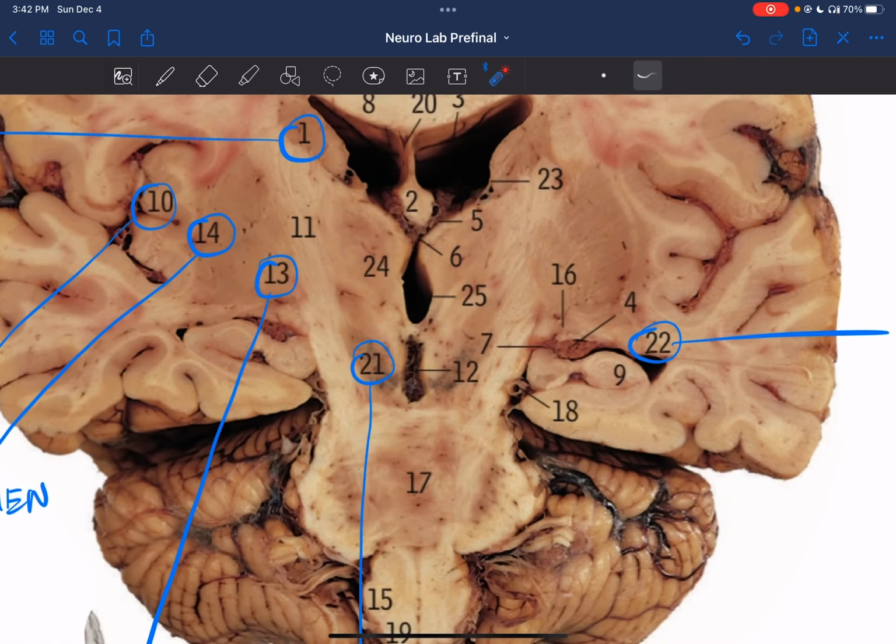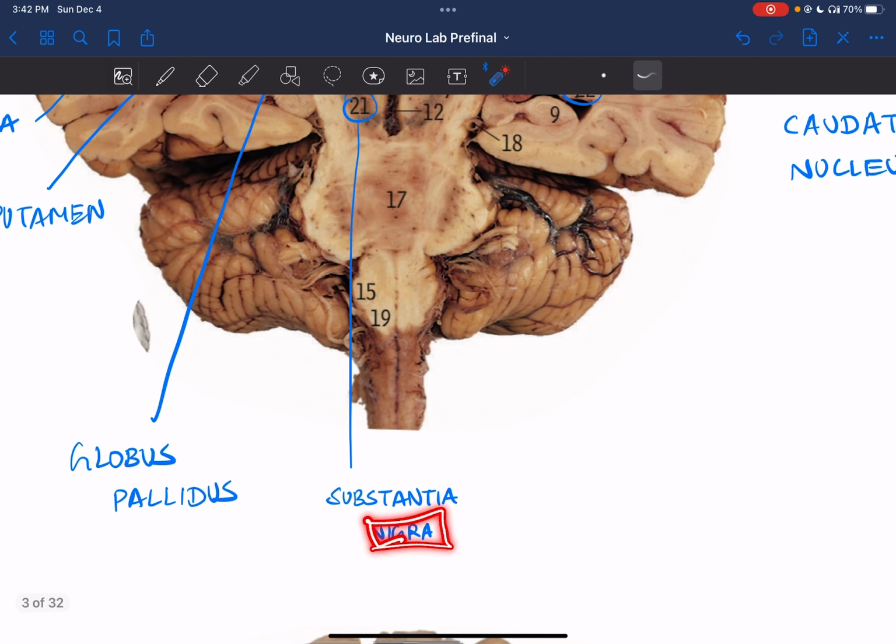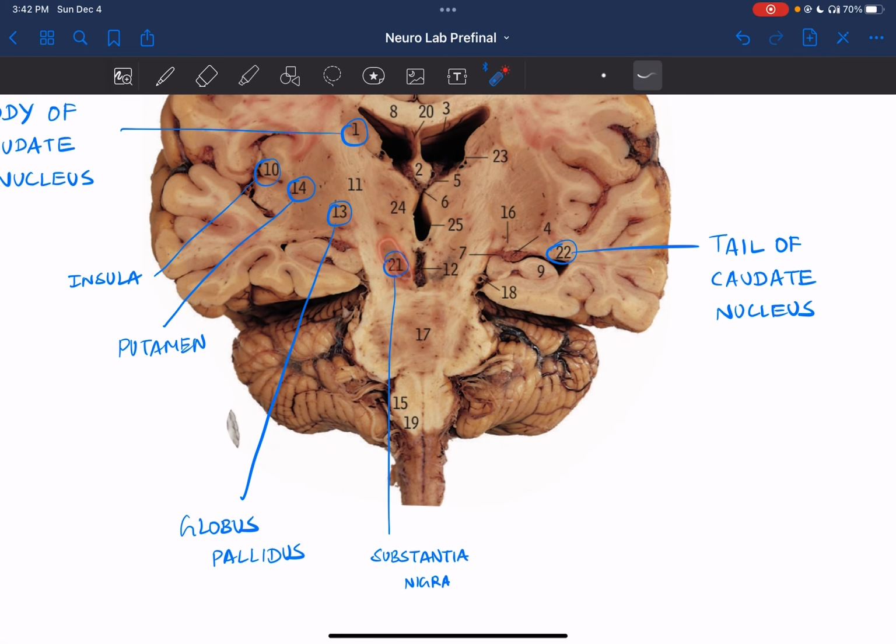And how to identify this? Look at this place. It has black color markings. And basically, this place was named after this blackish appearance. So that is why it has its name, substantia nigra. It is just inferior to your thalamus.